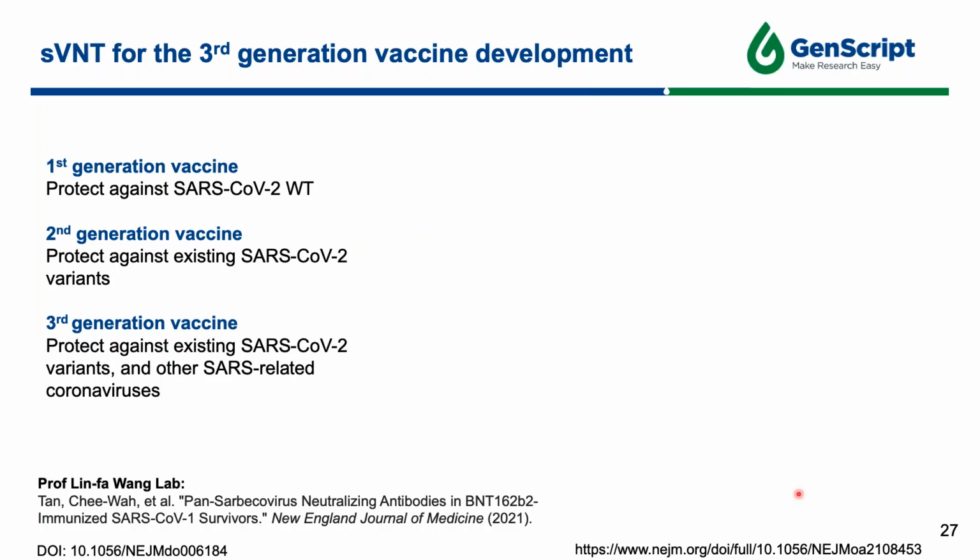Next, I would like to discuss how SVNT can be used as a tool for vaccine development. The first generation of vaccine is based on the SARS-CoV-2 wild type, and it offers the highest protection against the wild type virus. It is of urgent need to develop the second generation of vaccine that can offer very high protection against all the existing SARS-CoV-2 variants.